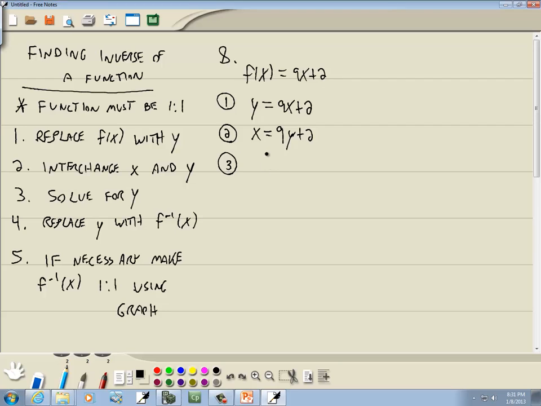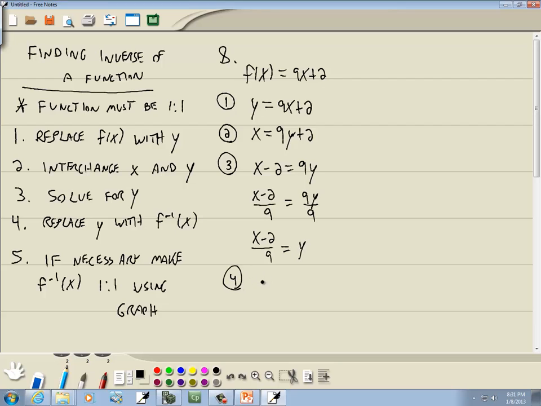Step 3, solve for y. I'm going to take the 2 over. So I got x minus 2 is equal to 9y. And I'm trying to get to y by itself, so we'll divide both sides by 9. So we got x minus 2 over 9 is equal to 9y over 9, or x minus 2 over 9 is equal to y.